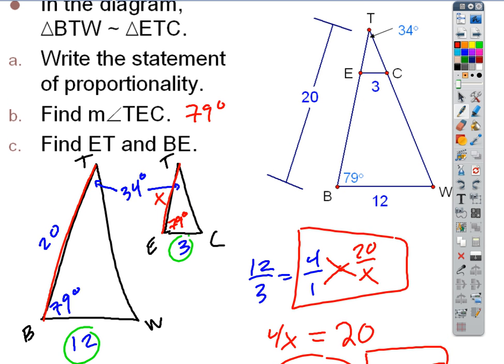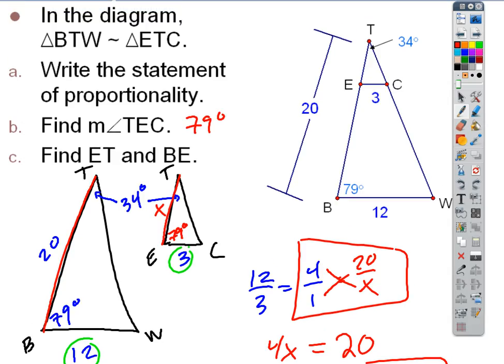Okay, they also want to know what's the length of BE. Well, look, BE is that segment right there. So how do we piece that together? And this goes way back to the beginning of the year. If I have segment BT is 20, but I just found that ET is 5, BE is 15, right? Because they have to add to 20, don't they? Segment addition postulate, beginning of the year. Okay? Make sense? Okay, we got it. No big deal.